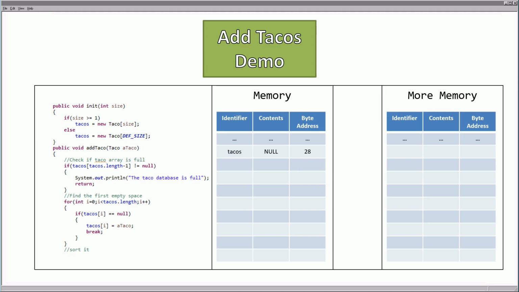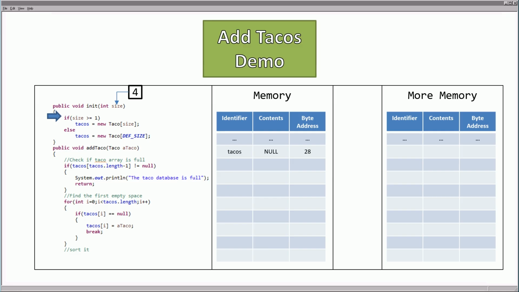So let's just start from the beginning. Let's assume, just for argument's sake, when we called the method init, let's say that size happened to be 4. Now we used the default size, but let's just assume that we did set it up to only be size 4.